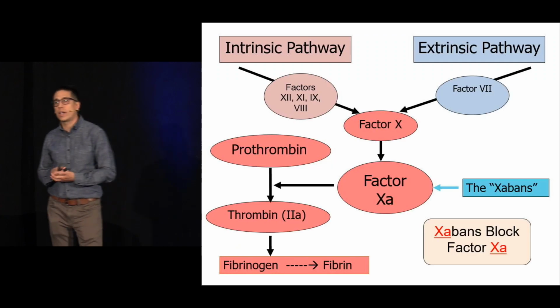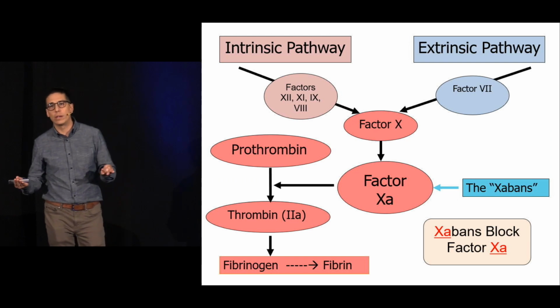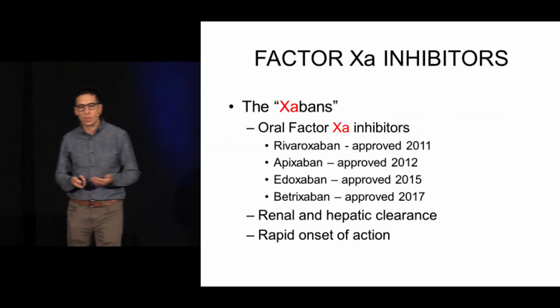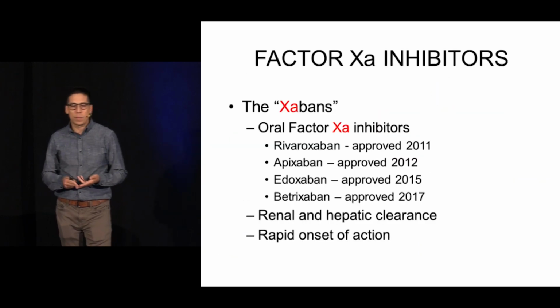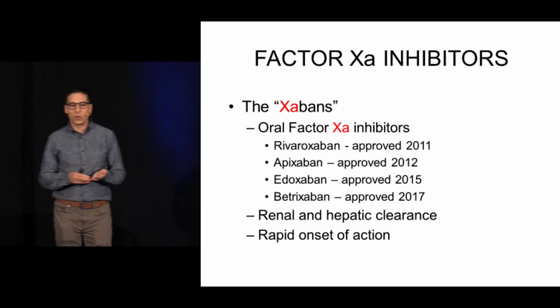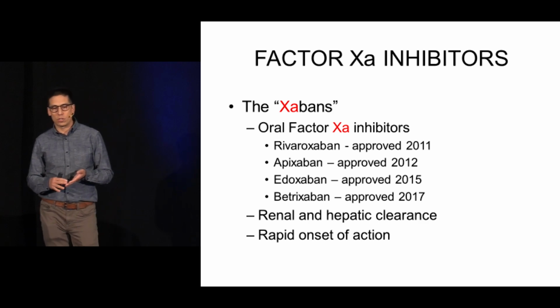How about factor 10A inhibitors? So this is really easy to remember because their names all have Xaban, right? And the XA is for 10A, right? So they block factor 10A. You can't make prothrombin into thrombin. So we have rivaroxaban, apixaban, edoxaban, and betrixaban. The first two are the most commonly used in the United States. Xarelto and Eliquis are the trade names.